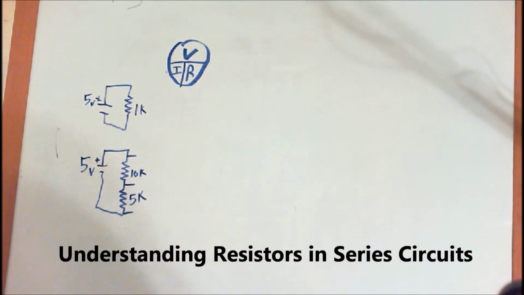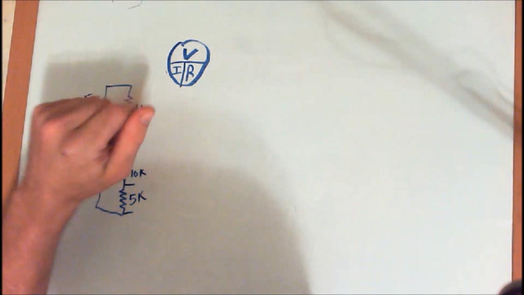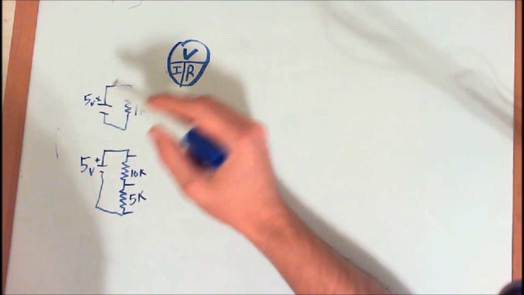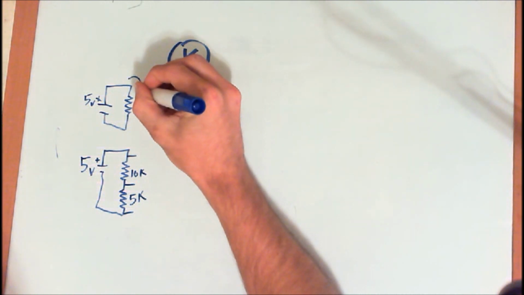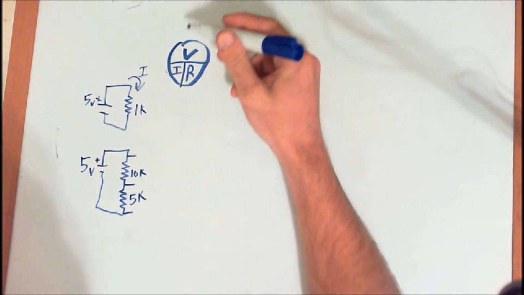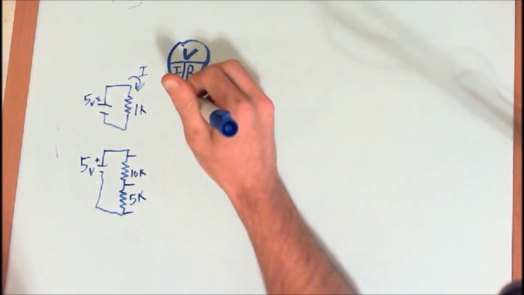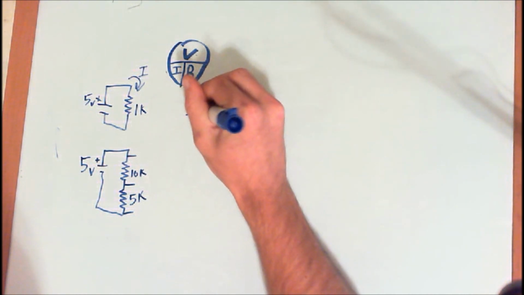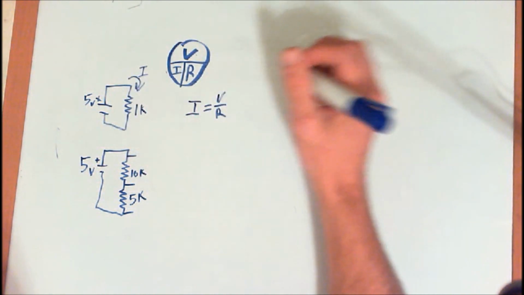Okay, so now let's actually look at analyzing a circuit with resistors in it. I'm going to cover a couple of different types of circuits. The first one we're going to look at is just a series circuit with one resistor. We have a 5-volt power supply and a 1K resistor. The only value we don't know is the current. So using Ohm's law, we know that current equals the voltage divided by the resistance. So the formula is going to be I equals V divided by R. We know both values, so let's plug them in.